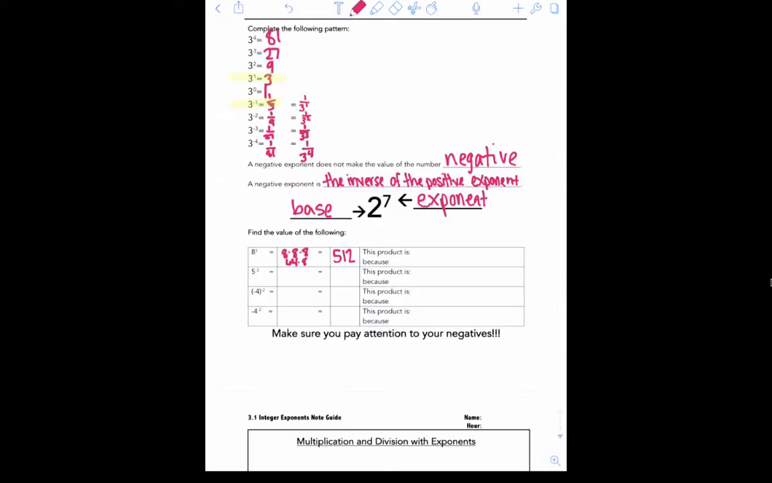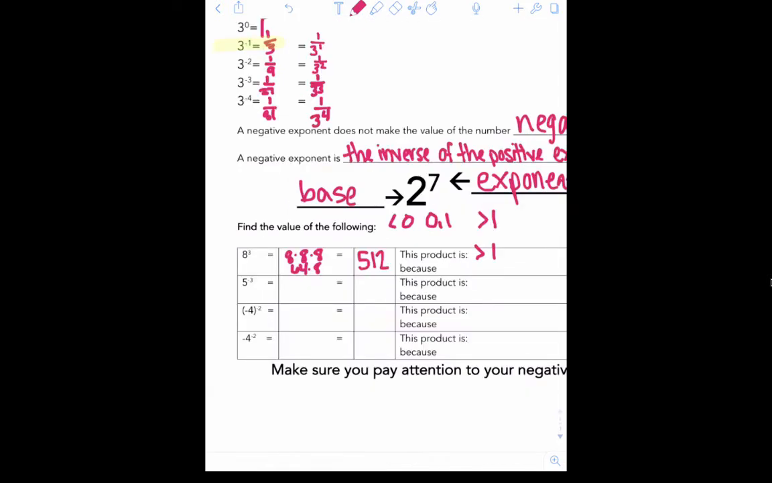The value of these numbers is always going to be either less than 0, between 0 and 1, or greater than 1. So when we figure this out and we give a reason why, we need to look at two different things. We need to look at the base and we need to look at the exponent. So on 8 to the third, the value of that number is 512, which is greater than 1. And this is because the base is positive.